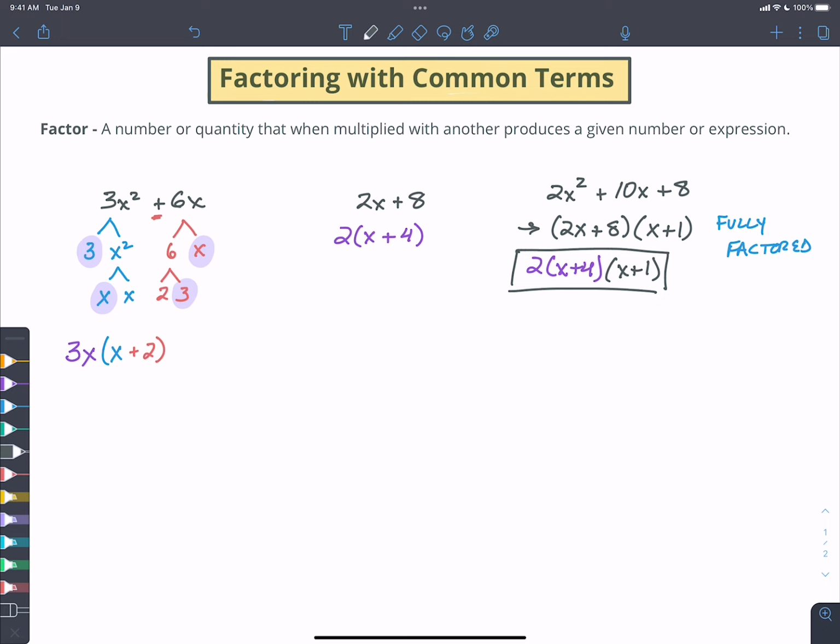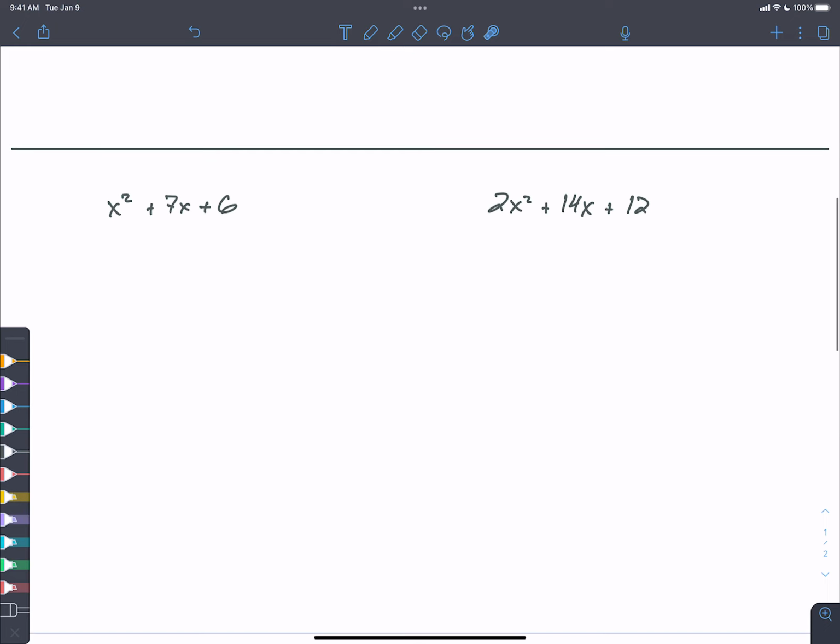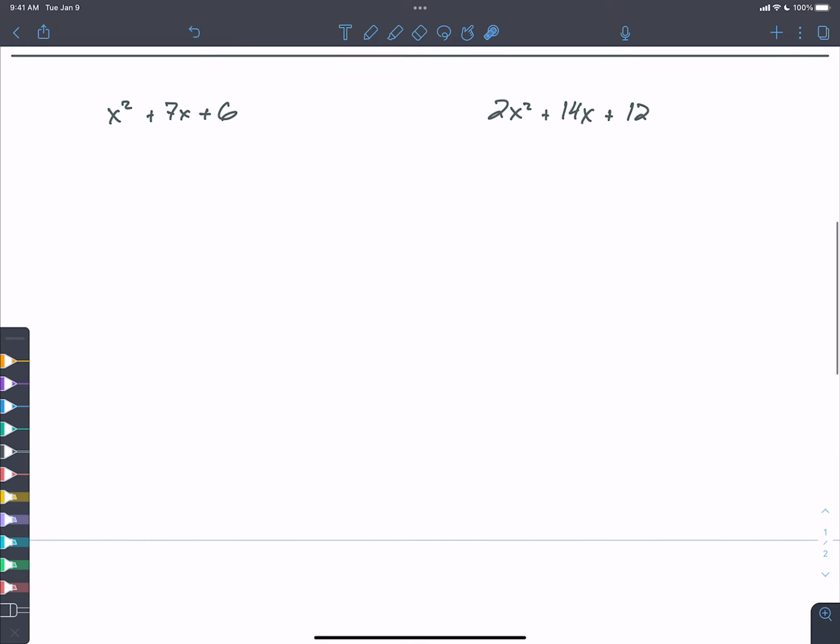So as you are factoring, make sure that you are fully factoring, because when you are asked to do that, it is expected that you come up with 2 or more factors. So 2 times this, or 2 times this, or 3x times this. Now, what if we were to look at something that looks like these two expressions.